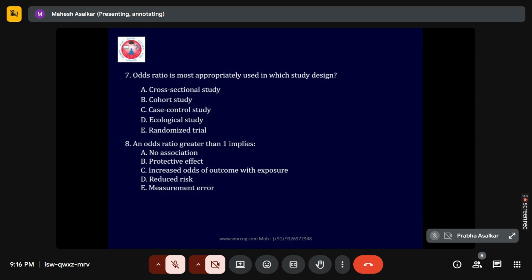Question 8: An odds ratio greater than 1 implies: option A, no association; option B, protective effect; option C, increased odds of outcome with exposure; option D, reduced risk; option E, measurement error. Sir, option C, increased odds of outcome with exposure. Correct.